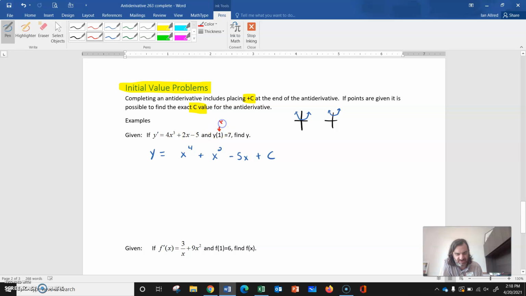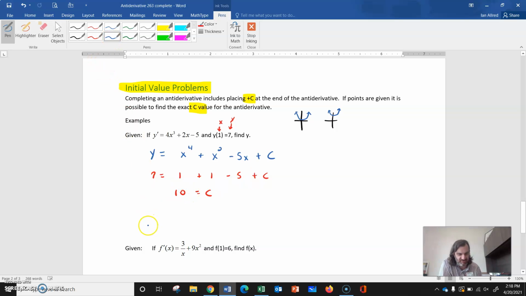Then we're going to take this initial condition, y of 1, where the 1 is an x and the output is 7, so y is 7. So we'll have 7 equals 1 to the fourth is 1, plus 1 squared is 1, minus 5 times 1, plus c. So if I'm not mistaken, 7 equals negative 3 plus c, so c is 10.